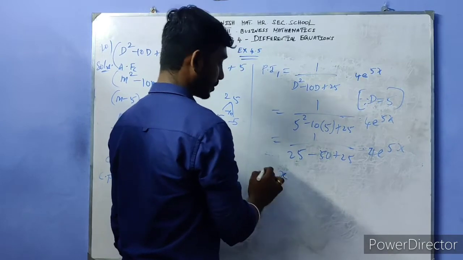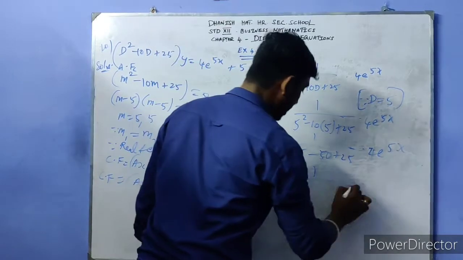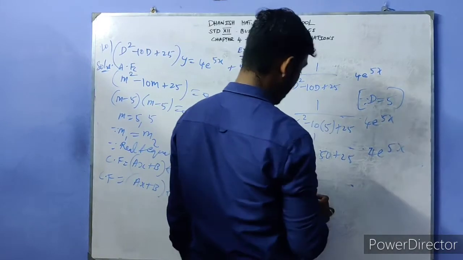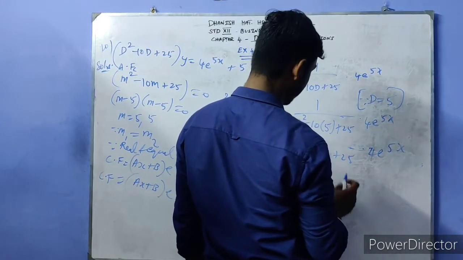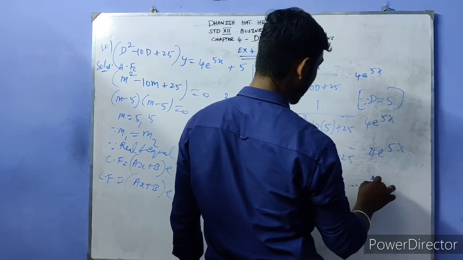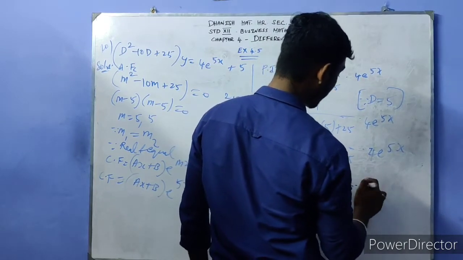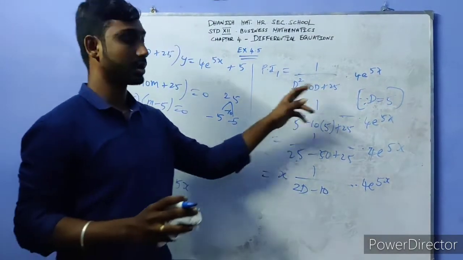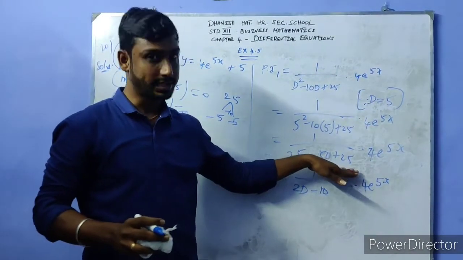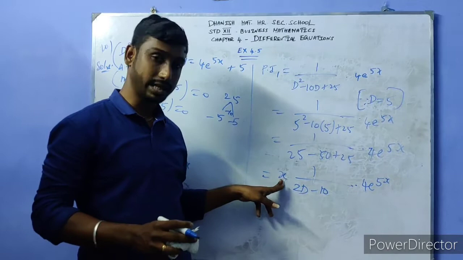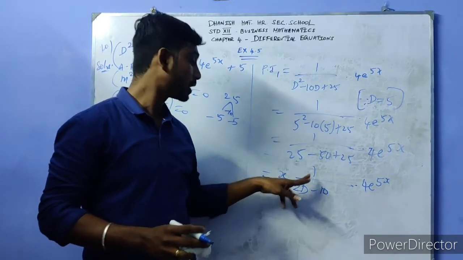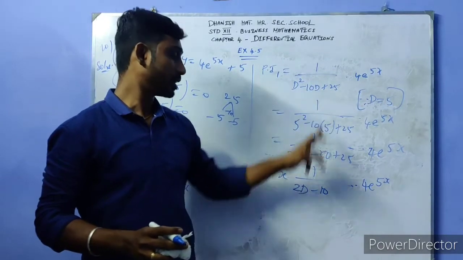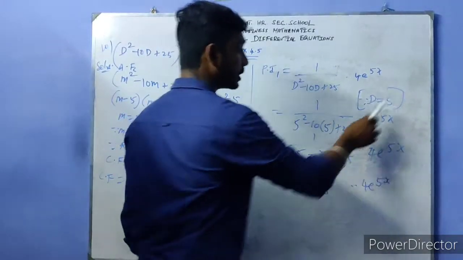So x, multiplying with x, differentiate the denominator. What is the denominator? 2D minus 10, 0 here, 4 e power of 5x here. So listen here, the denominator you will be getting 0 here. Now the numerator will be multiplied with the x, and the denominator will be differentiated here. You will be getting 2D, here it is 10. So now we are going to substitute this 5 value.